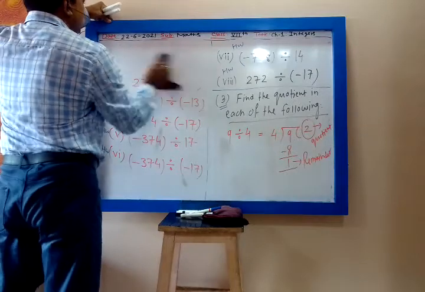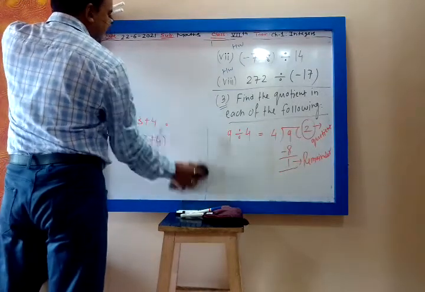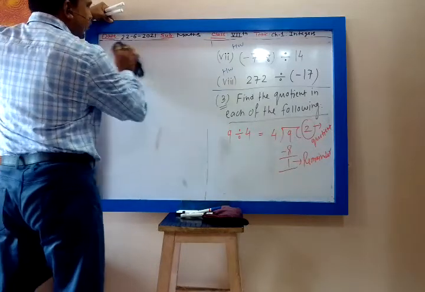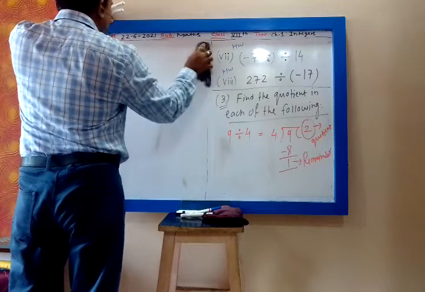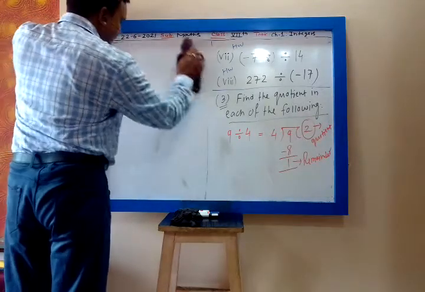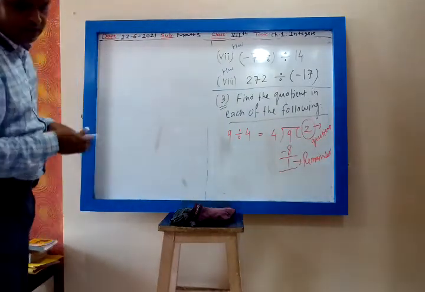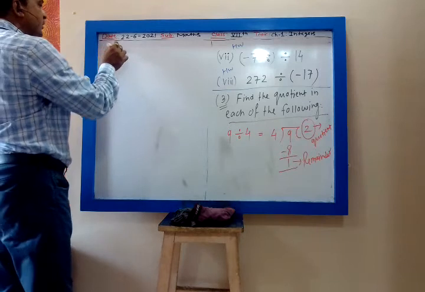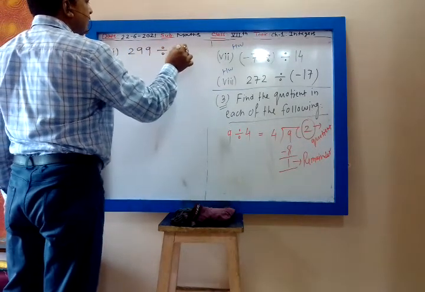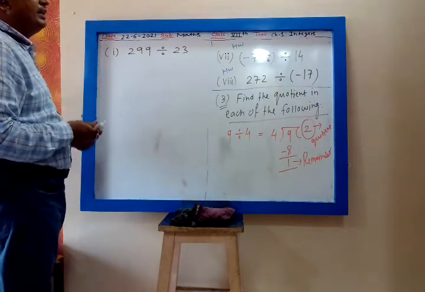So now in the third one, we have to find the quotient. Quotient means the number which is left after division in the upper part. The downward part is known as the remainder, the upper part is known as the quotient. So now let us see the first one, 299 divided by 23. So what do you mean by A divided by B?